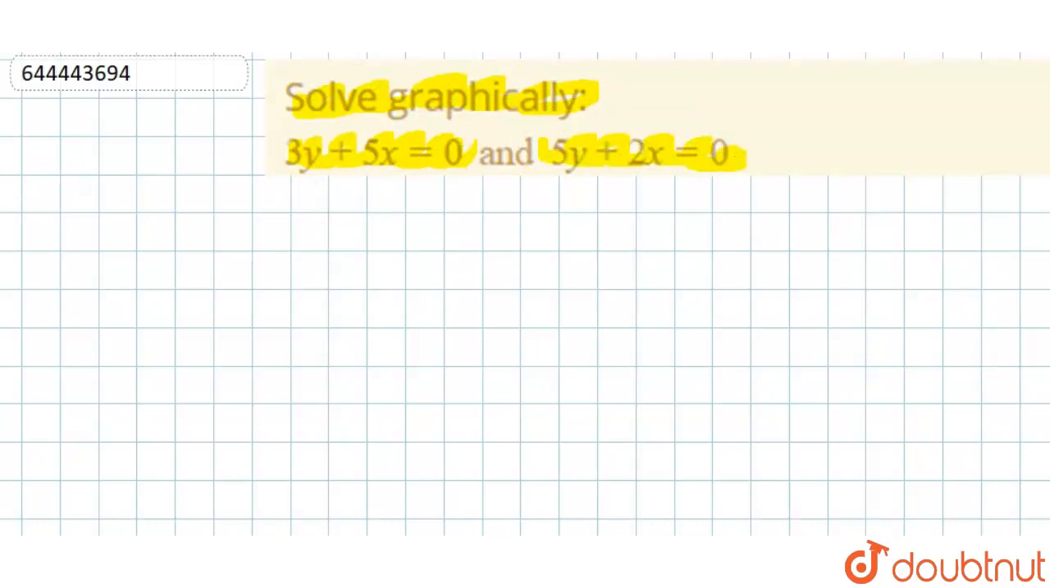Today our question is to solve graphically 3y plus 5x is equal to 0 and 5y plus 2x is equal to 0. So we have been given two equations, and we have to draw the graph first, and then we will evaluate the values of x and y by the intersection point of these two lines, right?